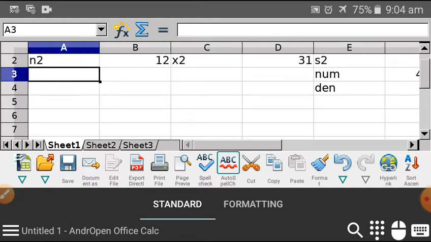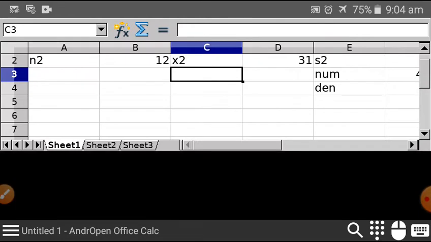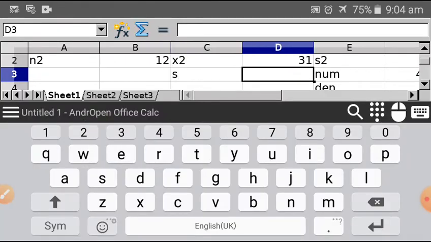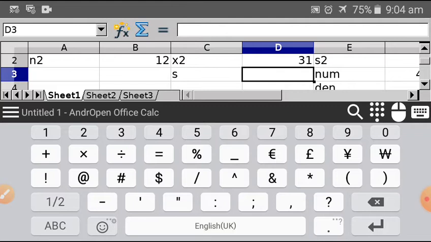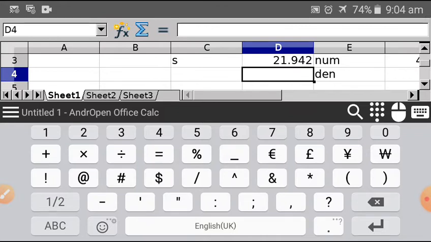So let me stick here under this. Let me write down our s, and how to calculate s. S is equal to numerator by denominator. So numerator is here f3 divided by denominator, which must be f4. It's not clicked correctly, so let me write by myself. It's f4. It's coming as 21.942, and this is not s, this is actually s square we have calculated.